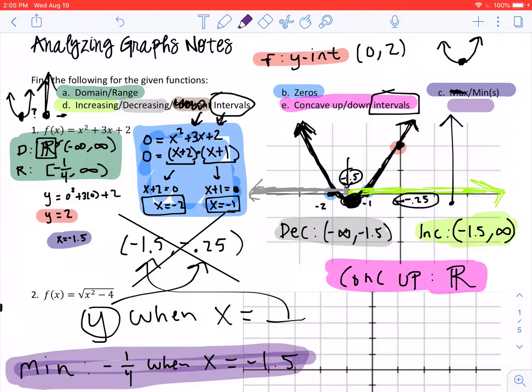We would write it the same with maximum. So if the maximum was at a specific point, we would say the y value when x is blank. Okay, and we'll see that in some coming examples. Okay, I think those were the only two massive, enormous, catastrophic mistakes that I made.